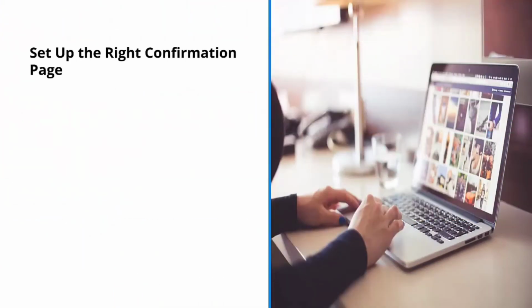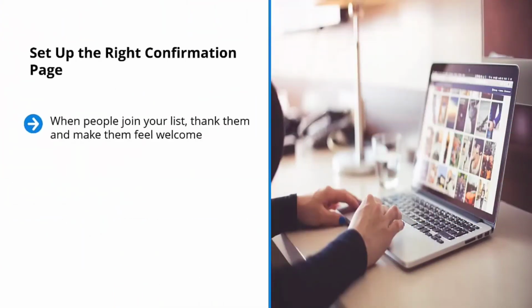Set up the right confirmation page. When people join your list, thank them and make them feel welcome. You also have to clue them in regarding the content they should expect to receive. Make them feel that they just did the right thing. Make them feel that they solved a major problem. Not only do they get access to the digital freebie you're giving away, but they're also going to be receiving valuable information regarding a particular topic that they have problems with.